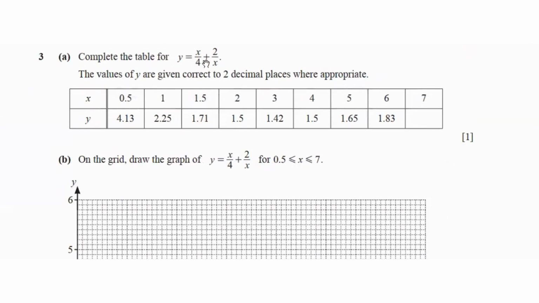Complete the table for y equals x over 4 plus 2 over x. The values of y are given correct to 2 decimal places where appropriate. And we have to find the value of y when x is 7. So we do y equals 7 over 4 plus 2 over 7, and that will equal 2.25. Now in part B, we have to draw the graph of this equation on the grid below.